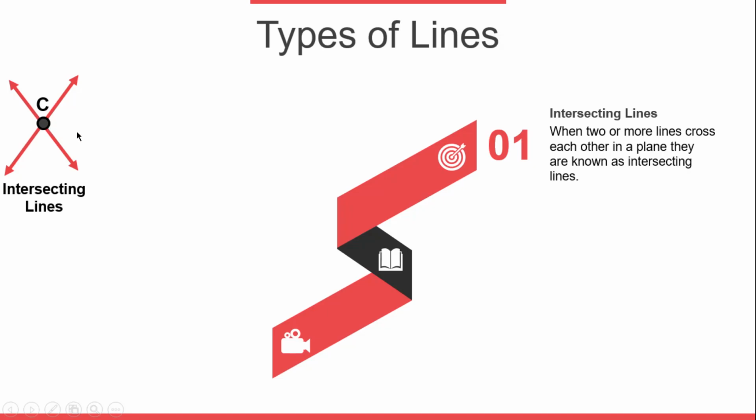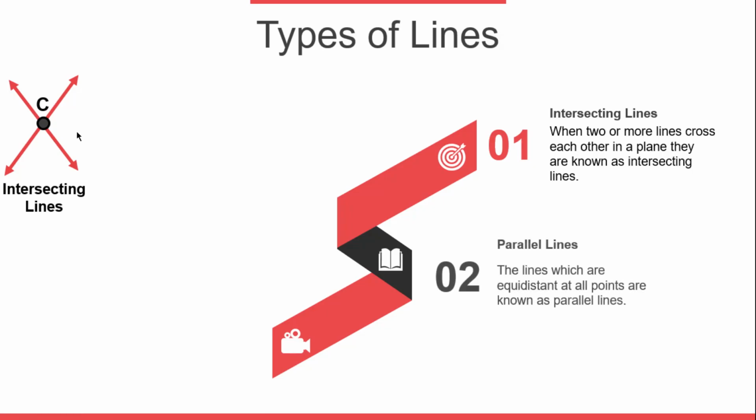The second kind of line we are going to learn about is the parallel line. Parallel lines are equidistant at all points. So here you can see I have drawn two parallel lines, and if I measure the distance between these two parallel lines at any given point, for example I measure from here to here and it comes as 1 centimeter, I can measure from here to here and it will give me the same result. So it should also measure up to 1 centimeter. If it deviates, then it is not a parallel line.